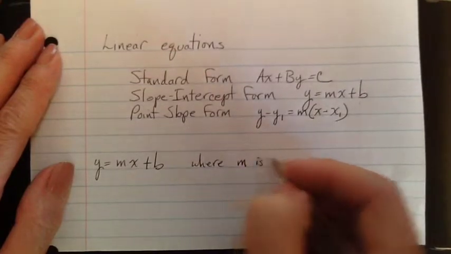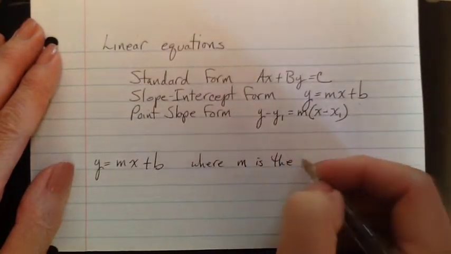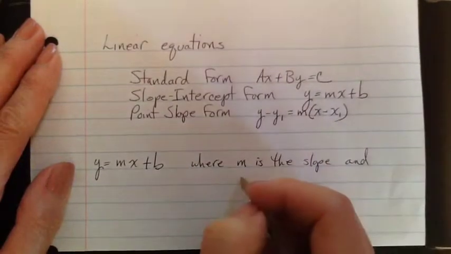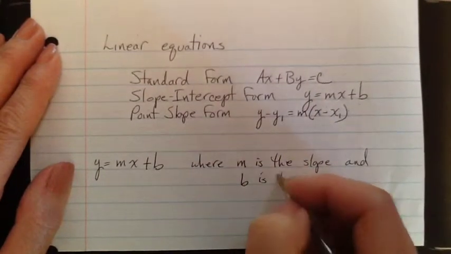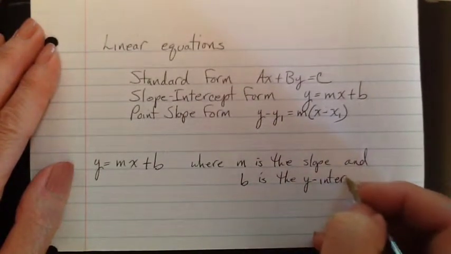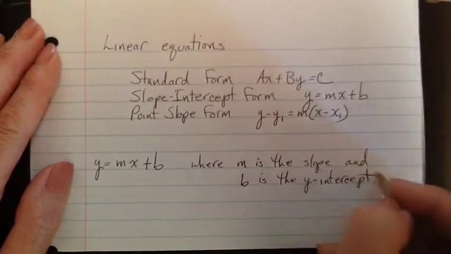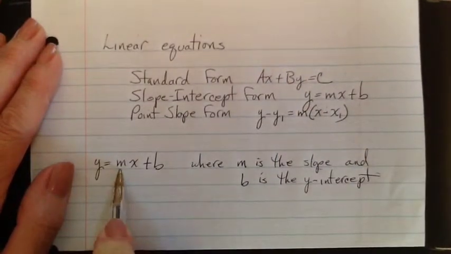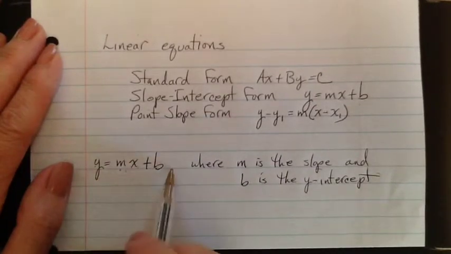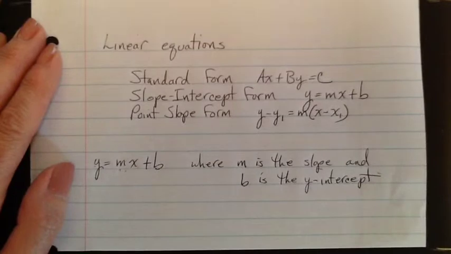where m is the slope and b is the y-intercept. So if we replace the m and the b with numbers and leave these two variables x and y, we will have a linear equation that describes one specific line.